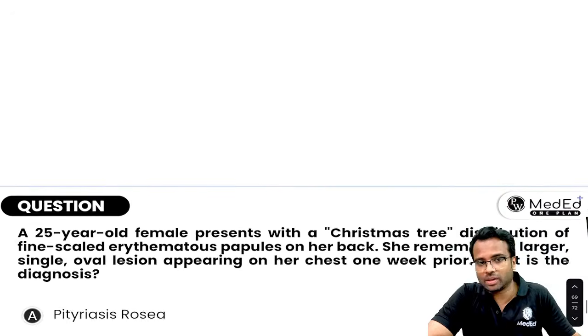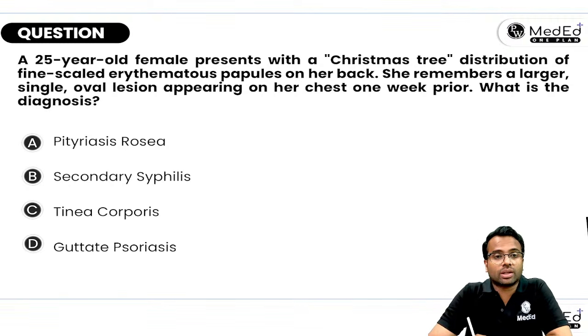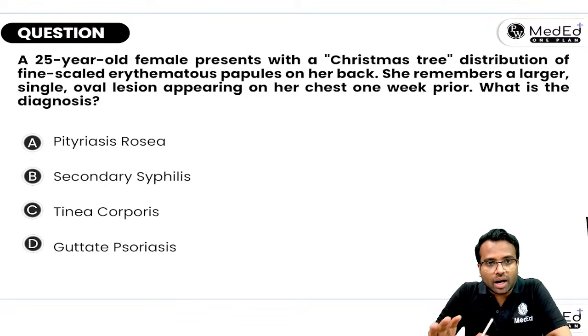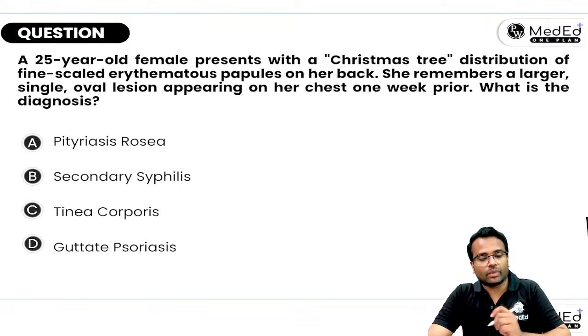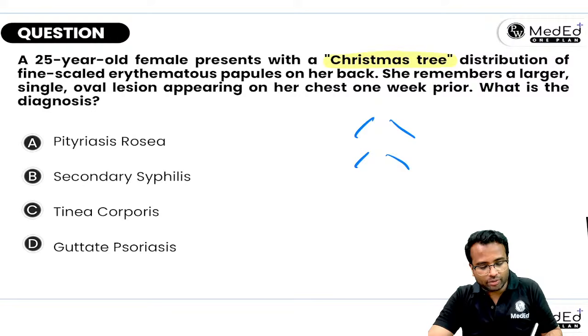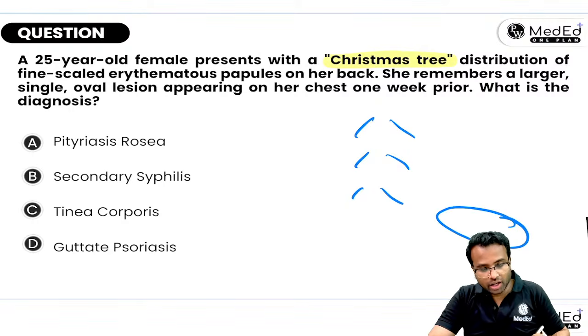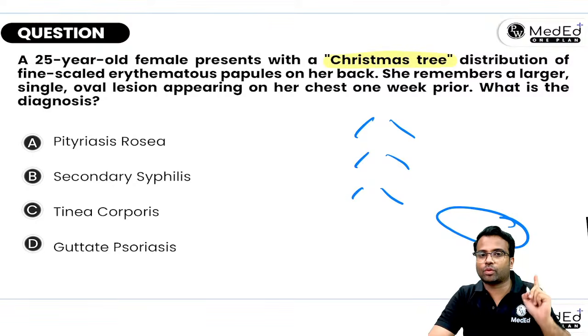Klebsiella granulomatis. Moving to the next question, a 25-year-old female presents with a Christmas tree distribution of fine scaled erythematous papules on her back. She remembers a larger single oval lesion appearing on her chest 1 week prior. What is the diagnosis? Again, a typical clinical history, because I can see a buzzword here. The buzzword is the Christmas tree pattern of the rash. So when the rash has a Christmas tree pattern and the patient says that a single large oval lesion appeared first 1 week prior.